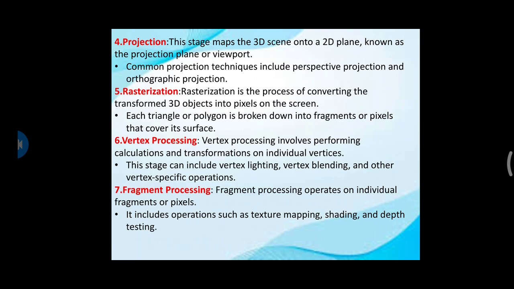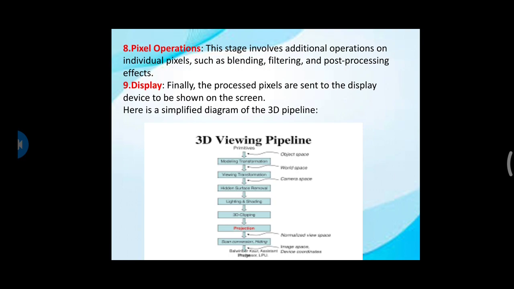Fragment processing. Fragment processing operates on individual fragments or pixels. It includes operations such as texture mapping, shading, and depth testing. Then, pixel operations. This stage involves additional operations on individual pixels such as blending, filtering, and post-processing effects. Display. Finally, the processed pixels are sent to the display device to be shown on the screen. Here is an example simplified diagram of the 3D pipeline.